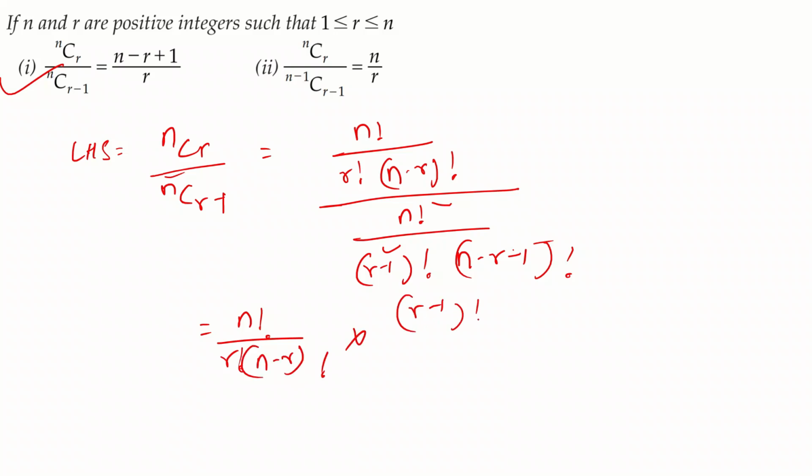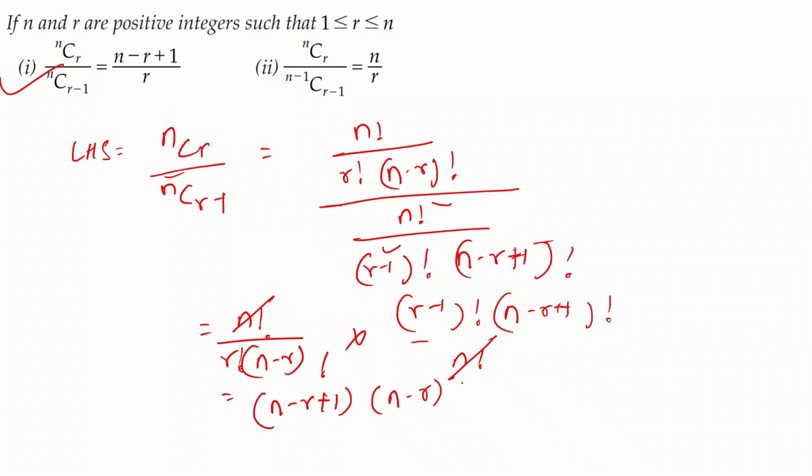So r minus 1 factorial, n minus r, it will be n minus r plus 1 factorial divided by n factorial. So n factorial cancels out. N minus r plus 1 factorial can be written as n minus r plus 1 into n minus r factorial.